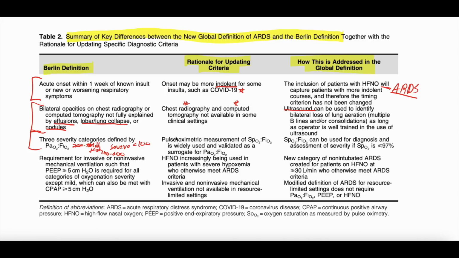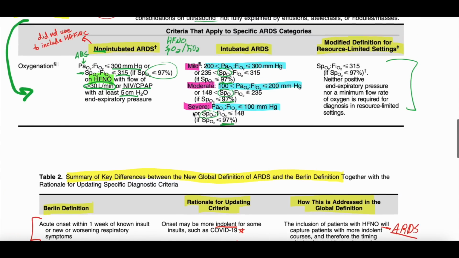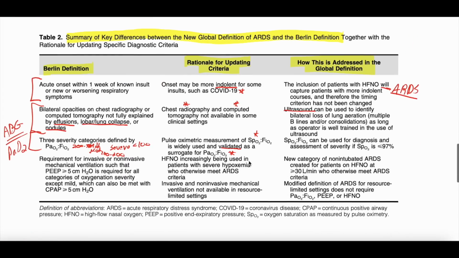But what they said is that they added pulse oximetry measures, SpO2 oxygen saturations, because this is widely used and has been validated as a surrogate for the PaO2. Because remember, to get a PaO2 measurement, you need an arterial blood gas. But the SpO2 is just on the monitor. So they said you can start using SpO2 to FiO2 ratios. Although the numbers are different, right? Don't forget that. In here, the SpO2 to FiO2 ratios have always been slightly different than the P to F ratios in these measurements, but you can use SpO2 to FiO2 ratios.